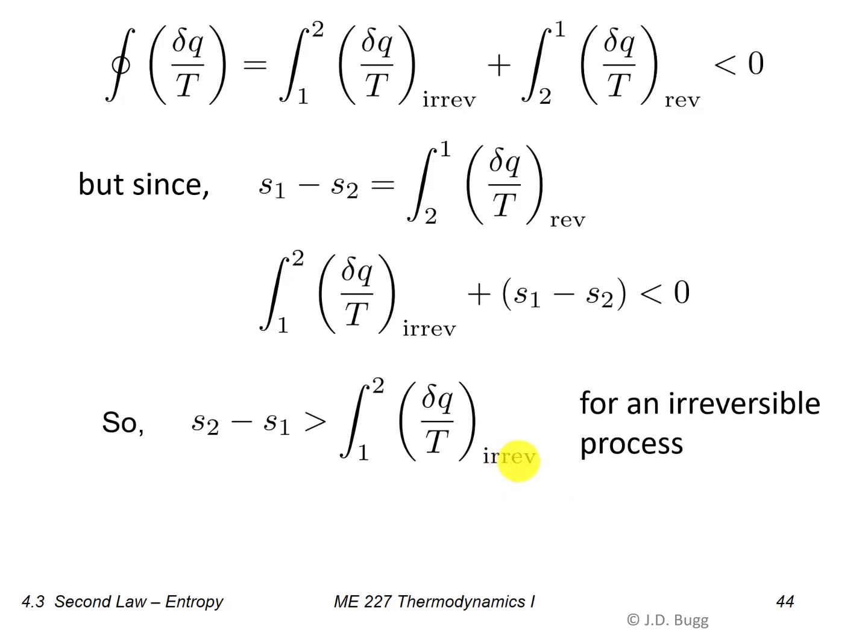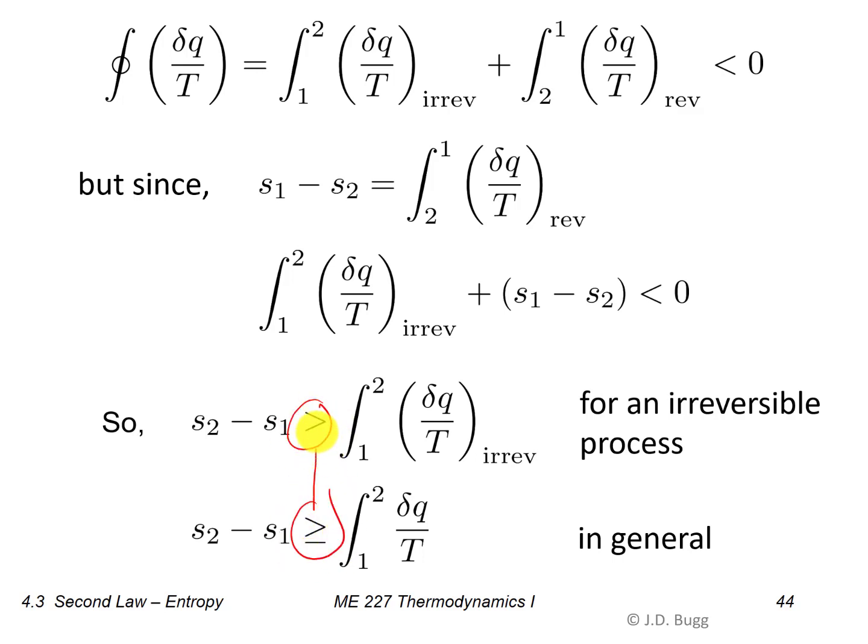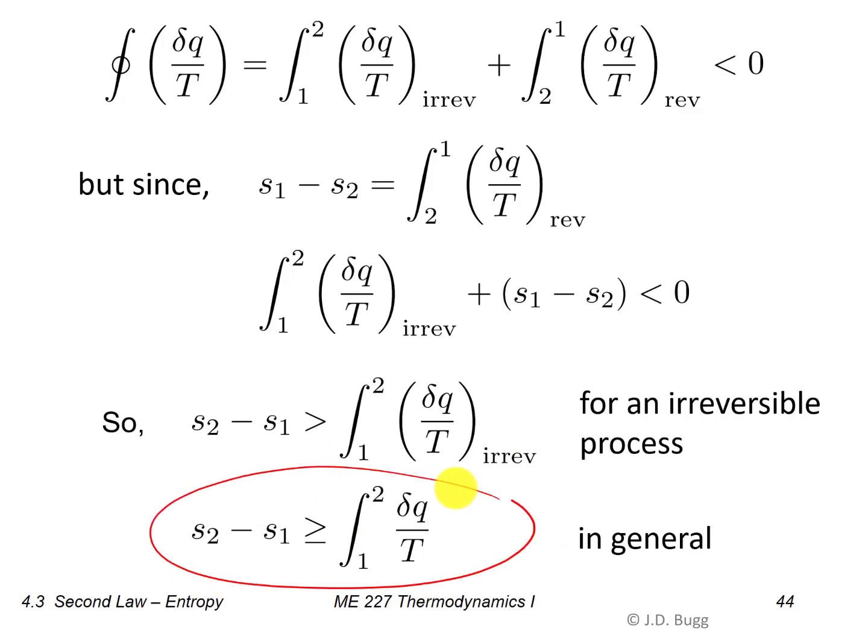But if we want to make a general statement, we know that S2 minus S1 must be greater than or equal to delta Q over T always. So notice what's happened here. We've changed this from greater than to greater than or equal. So we're allowing the possibility of S2 minus S1 to be equal to this integral, and we've dropped the irreversible subscript on here. So that means this second statement is a general statement. It's true for all processes.